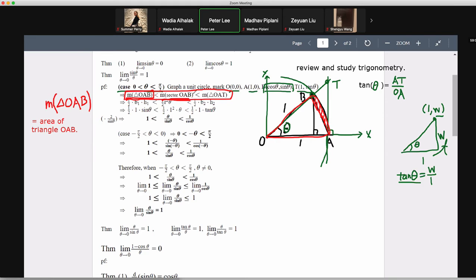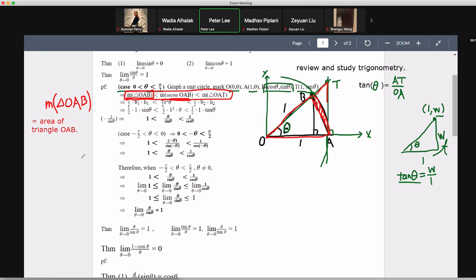And then the third one is going to be less than the triangle OAT. OAT is this big triangle now, so that is going to be bigger, of course. Much bigger. So that's where we get that formula.